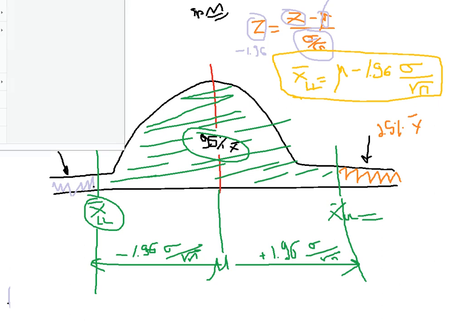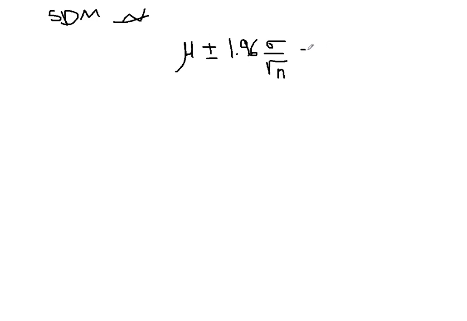Okay, so I can rewrite all of this like that. So let me rewrite it. I can say that as long as you have an SDM that is normally distributed, then if you take mu and you add and subtract 1.96 standard error, or sigma over root n, well, that is going to capture 95% of the X bars. Right?